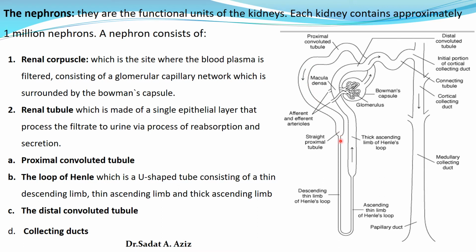Then what we have is the loop of Henle. This structure is called the loop of Henle, which is a U-shaped tube. It has a U-shaped structure consisting of a thin descending limb. This is thin, okay? If you compare this part and this part, this one is thinner than this part of the Henle loop. Then we have the thin ascending limb and the thick ascending limb. So we have the thin descending limb, thin ascending limb and thick ascending limb of the loop of Henle.